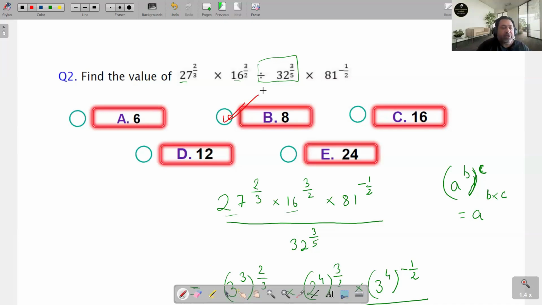This can be done much faster, but just to explain, I have broken this down in many steps. All right, so let's move on to the next question.